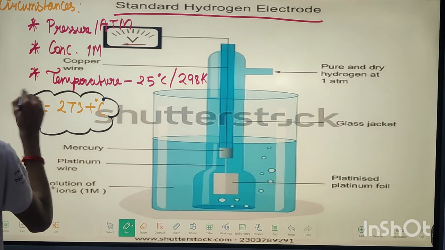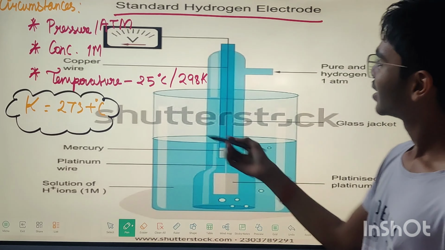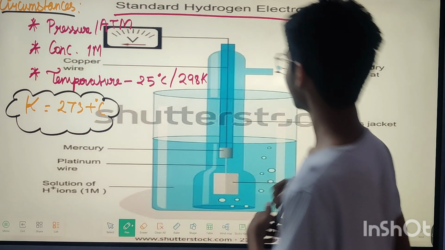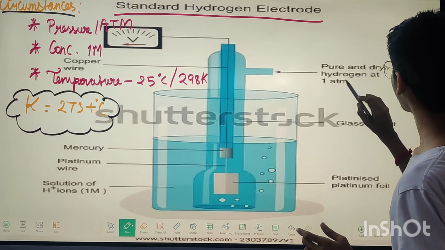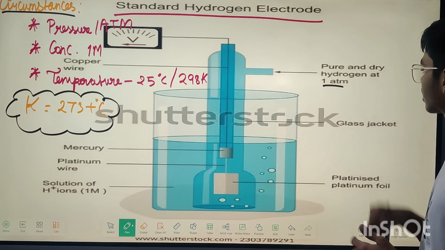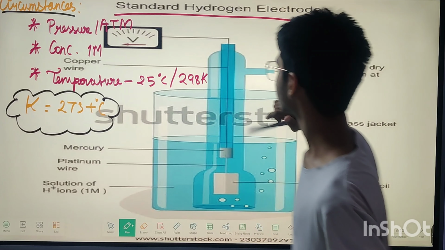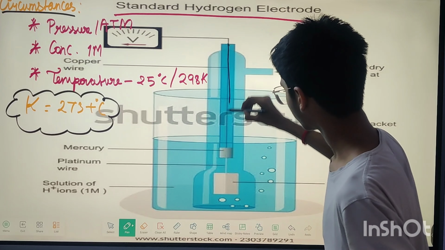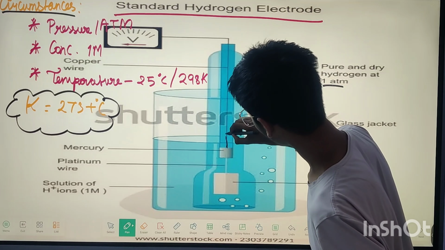For ages I haven't used black color, now only I'm using. So coming back to the topic. See, this is what the cell structure is. Normally, this is how it will be, where pure and dry hydrogen gas at 1 atm is being passed inside here. It says here 1 atm. It has this copper wire. This thin line is actually the copper wire.